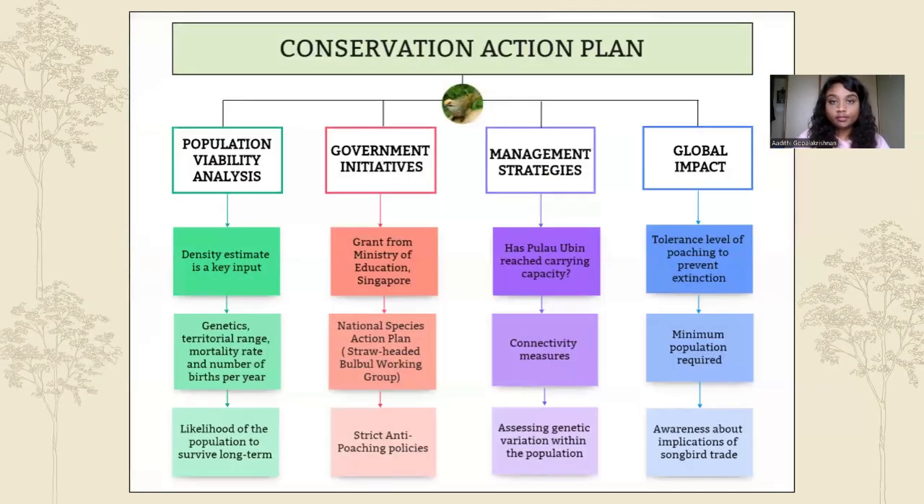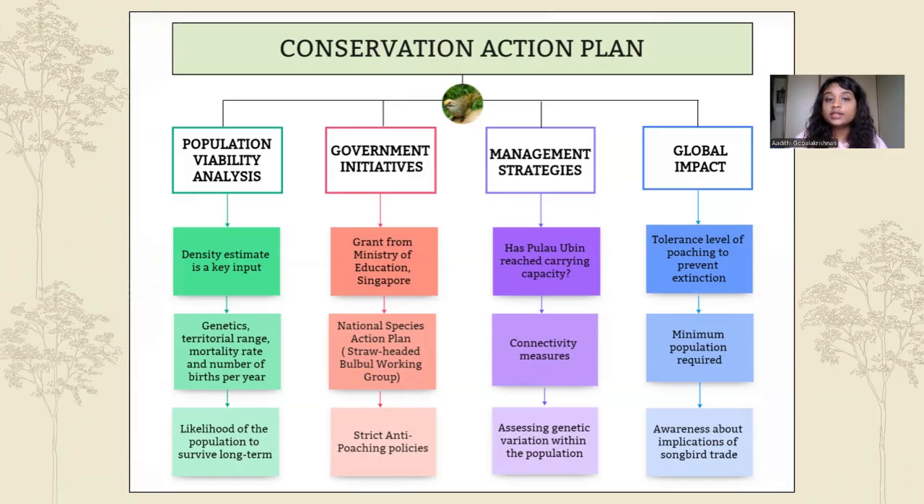So, what is the broader scope of this work and what can it be used for in the future? The first thing we're looking at is the population viability analysis, where we're planning on using this population that's doing well in Pulau Ubin as a test bed to check how the populations are in other countries and how long it would take for the birds to go extinct. So we're looking at survival rates, clutch size, and mortality rates.